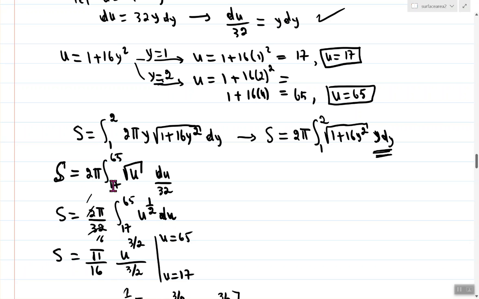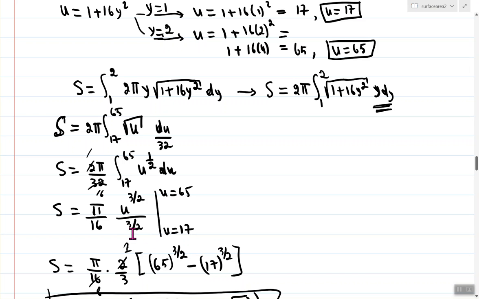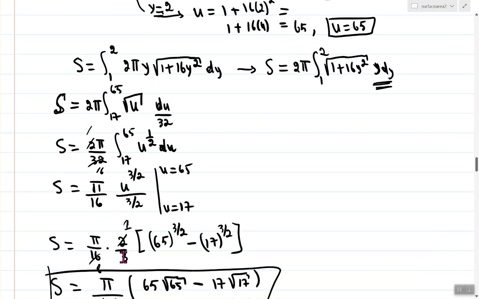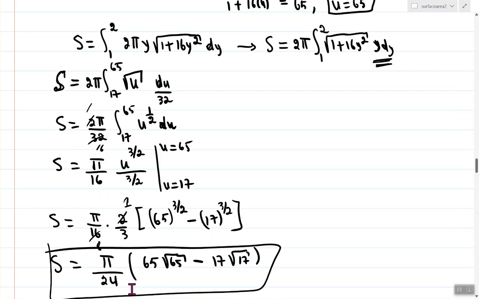So we get the u integral. We're going to bring one of the 32 outside because it's a constant, and then we integrate u to the 1/2, which is u to the 3/2 over 3/2. Divide by 3/2, flip, becomes 2 over 3. Here we simplify 2 to get pi over 16, and then another 2 to get pi over 8. 8 times 3 is 24. Get pi over 24.